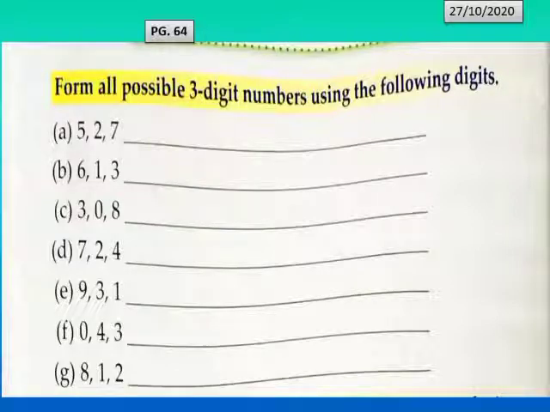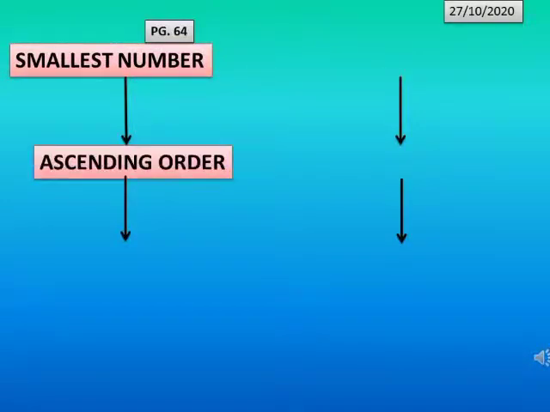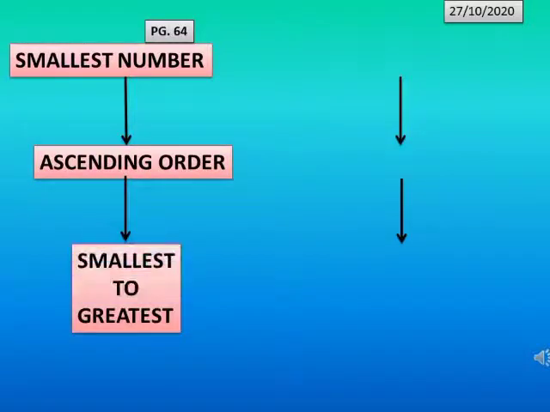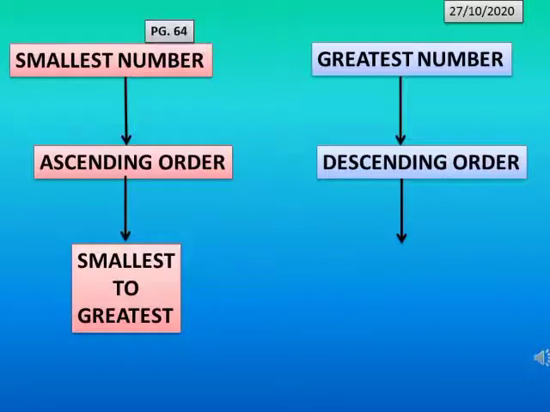Read the first question. Form all possible three-digit numbers using the following digits. A part. Here the given digits are 5, 2 and 7. Forming a three-digit number means the number with hundreds, tens and ones places. Remember children, to form the smallest number from the given digits, write the digits in ascending order, that is from smallest to greatest. And to form the greatest number from given digits, write the digits in descending order, that is from greatest to the smallest.